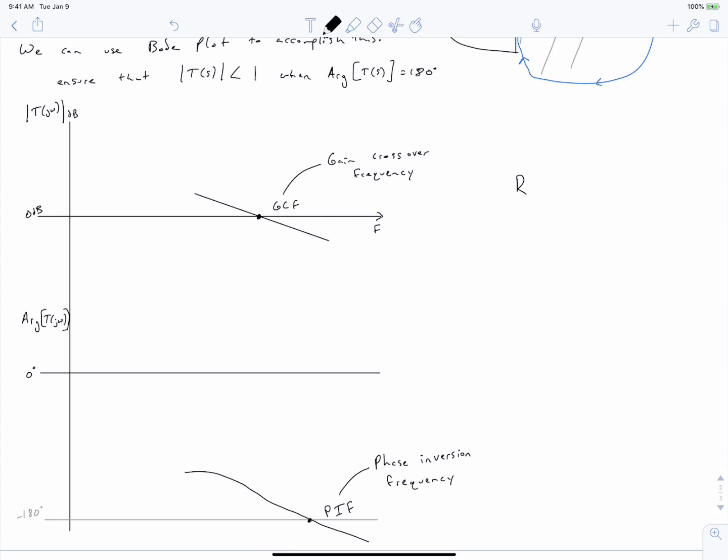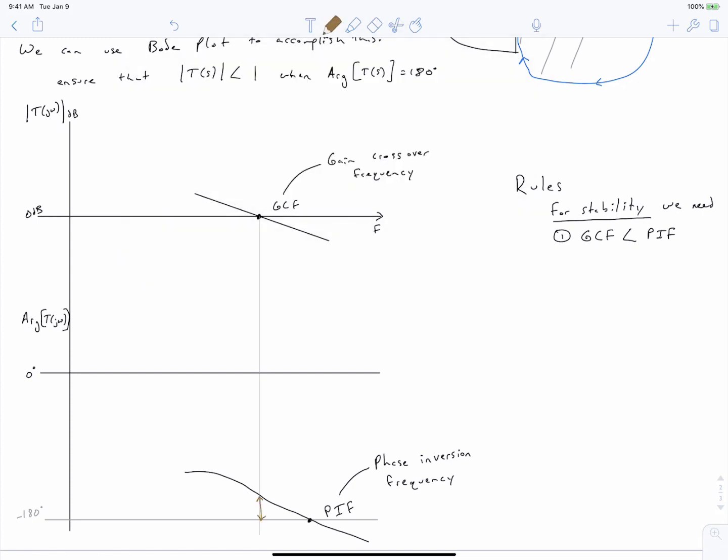And so we're going to write several rules here. First, we're going to have rules for stability. And later we'll have some rules of thumb for designing good regulators. So for stability, we need to ensure, one, that our gain crossover frequency is always less than our phase inversion frequency. So that is to say, we need to cross over from positive decibels to negative decibels before our phase goes to negative 180 degrees.